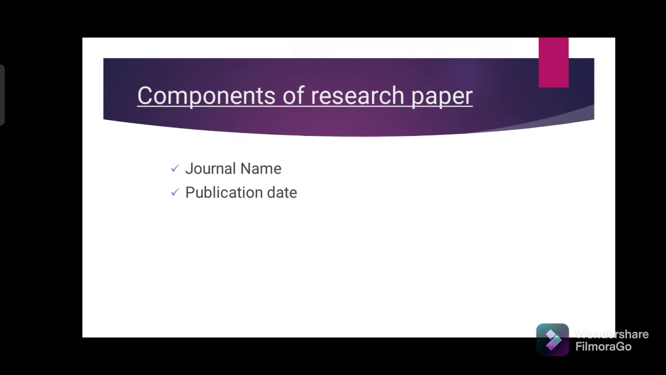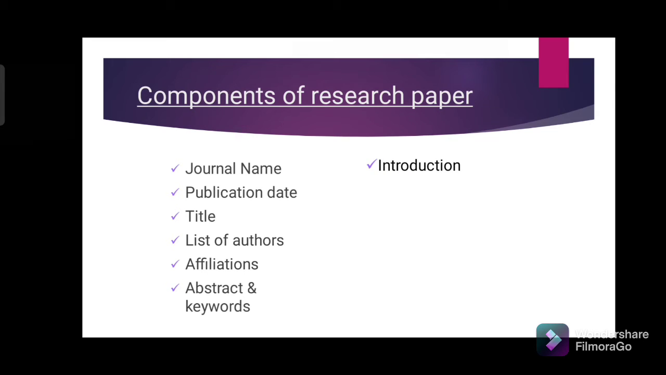These are the main components: journal name, publication date, title of the article, list of the authors, and their affiliations, where they are affiliated, which country they belong to, which university they belong to. Then comes the abstract and keywords. This is the summarized part of the whole research article. And then the introduction comes, then methods and materials. What method? Is it a scientific method? Is it a calculative method? What method they have used is particularly mentioned there.